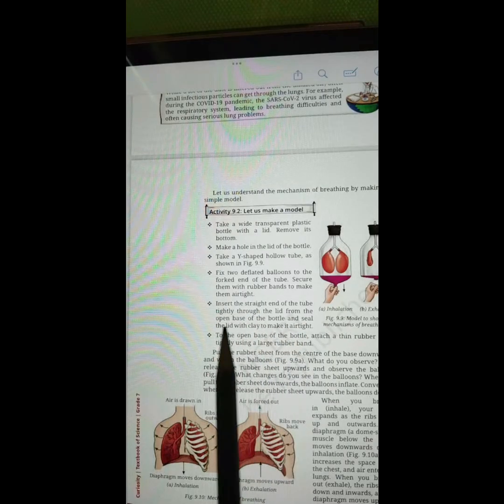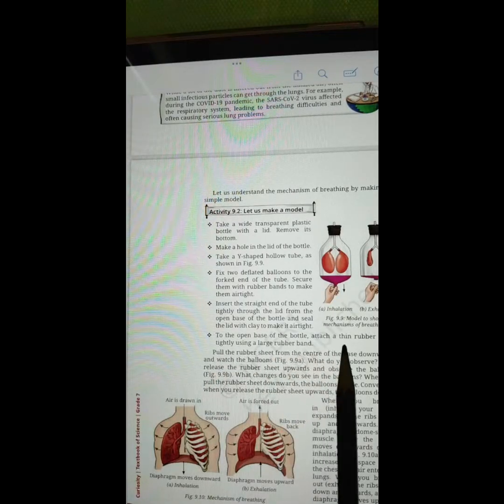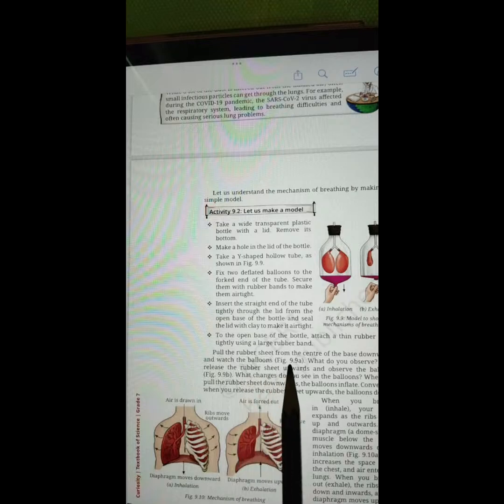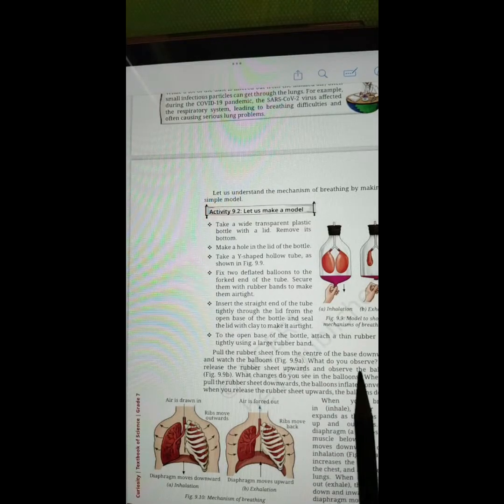Insert the straight end of the tube tightly through the lid from the open base of the bottle and seal the lid with clay to make it airtight. To the open base of the bottle, attach a thin rubber sheet tightly using a large rubber band. Pull the rubber sheet from the center of the base downwards and watch the balloons. Figure 9.9a. What do you observe? Now release the rubber sheet upwards and observe the balloons. What changes do you see in the balloons?